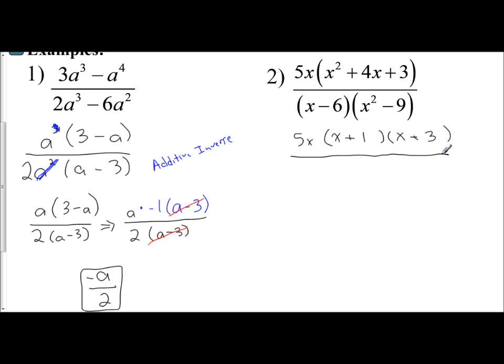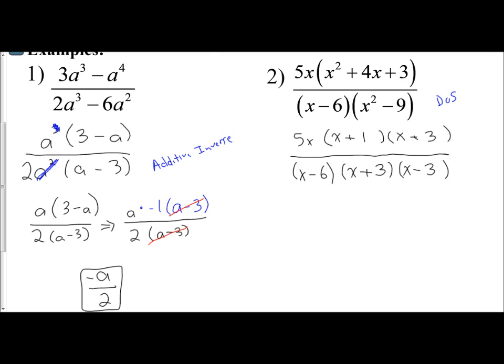On the bottom, I can't simplify this x minus 6 any further, so I'm going to leave it alone. The x squared minus 9 is a difference of squares. So the square root of x squared is x. The square root of 9 is 3. So I have one factor that's x plus 3 and one that's x minus 3.